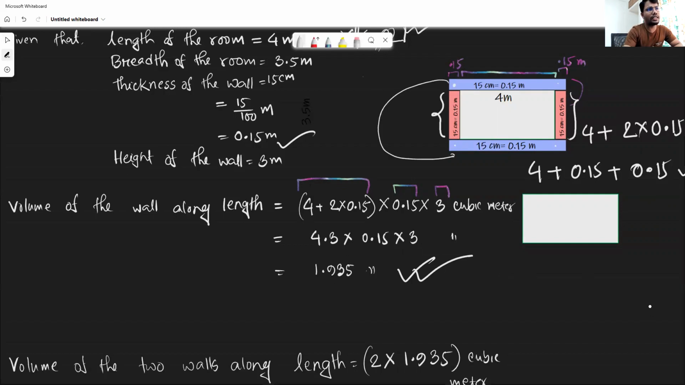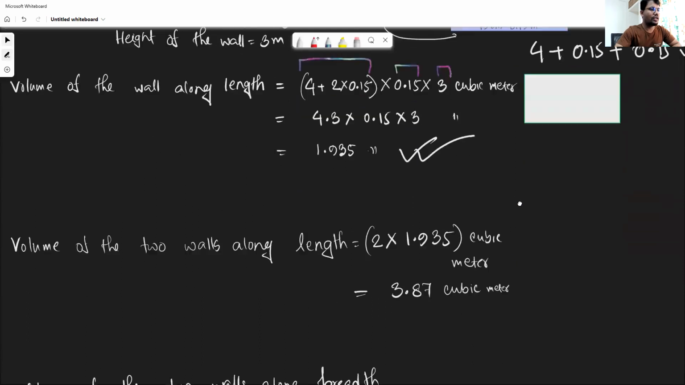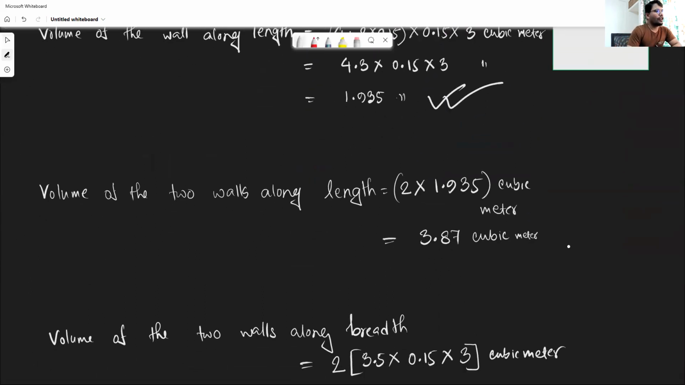If we multiply this value by 2, we will get the total volume of the two walls along the length, because these opposite two walls are the same, like a rectangle or parallelogram, so both sides will be the same. That means the front and back sides are the two walls. This value multiplied by 2 gives the volume of the two walls in cubic meters.